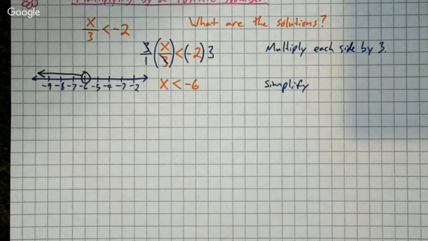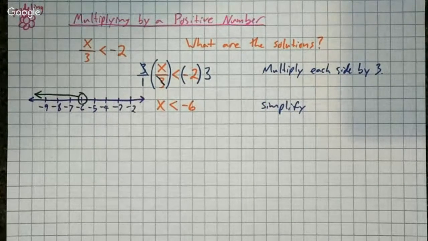So that should be pretty easy. Multiplying by a positive number is very easy. We've done things like that before. Now let's get into our next bit of input and modeling.